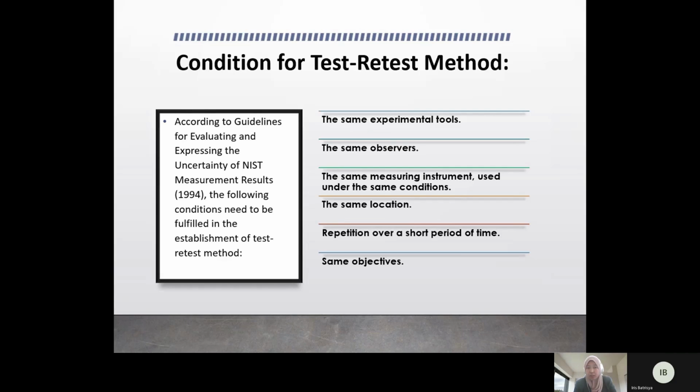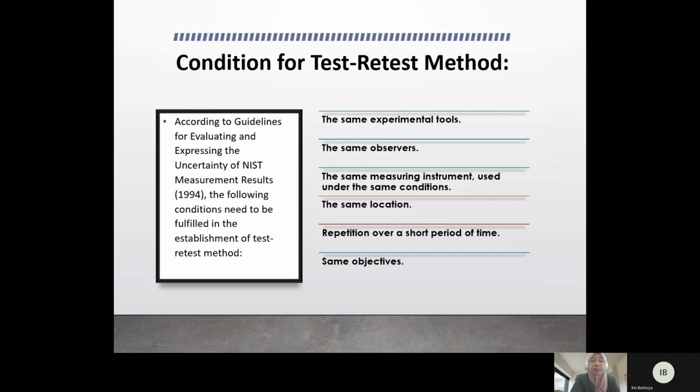Maksud dekat sini kalau test pertama kita buat di dalam kelas, test kedua pun kena buat dalam kelas, tak boleh buat dekat padang. Okay, and then the same location. Saya kata untuk test yang pertama kita buat dekat sekolah rendah, tiba-tiba test retest kita nak buat dekat tadika, tak boleh. Okay, repetition over a short period of time. Basically about the period of time, this one will be explained further by Cik Sareh. And then we must fulfill the condition under the same objective.